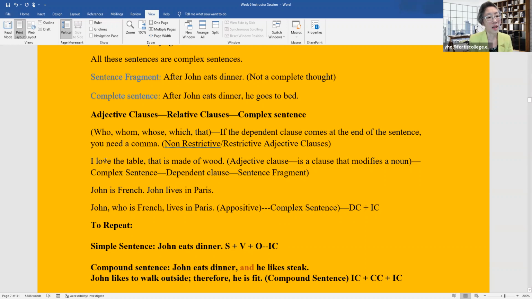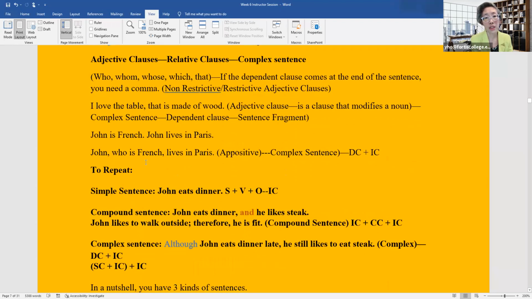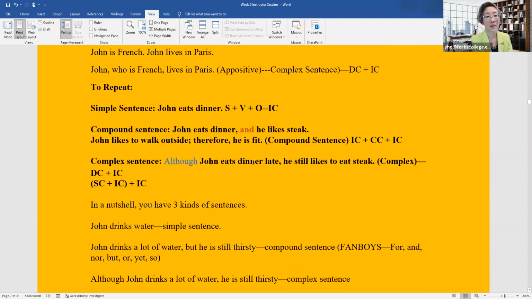So here, who, whom, whose: if the dependent clause with adjective clauses comes at the end of the sentence, you need one comma. Here you have some examples of it coming at the end of the sentence. "I love the table that is made of wood." So here it has one comma. If the adjective clause comes in the beginning or middle of the sentence, you have two commas. "John, who is French, lives in Paris." You can also look up appositives for this.